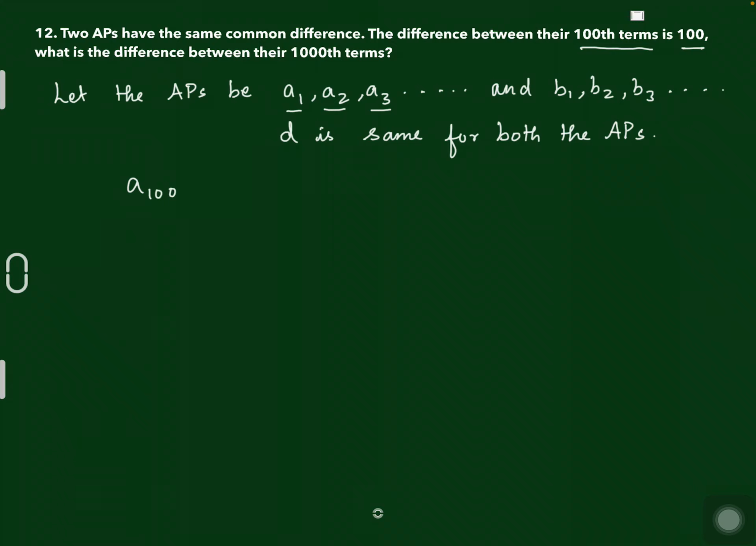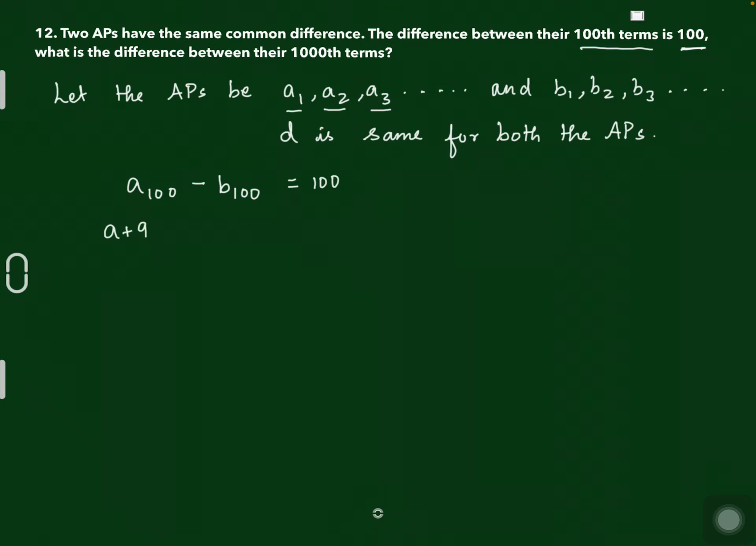A100. Difference, so minus. Here B1 is the first term, B2 is the second term, B3 is the third term. So what will be its 100th term? B100. So the difference between the 100th terms, that is A100 minus B100, is given as how much? 100.